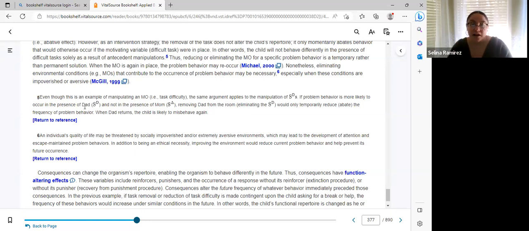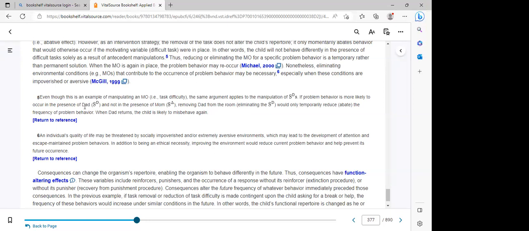Versus when I see mom, if I engage in that screaming tantrum behavior, she's not going to pay attention to me because she's used to it. And so she just keeps on washing the dishes. So mom is an S delta, signaling that reinforcement is not available.